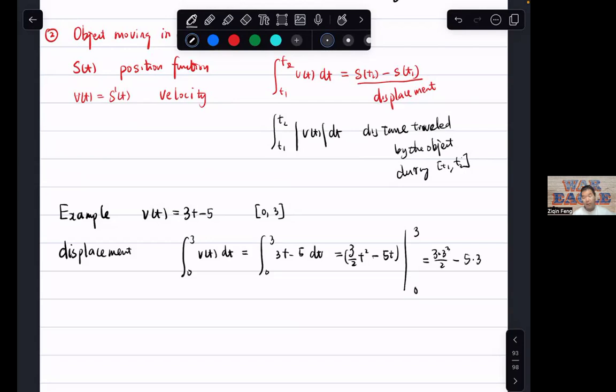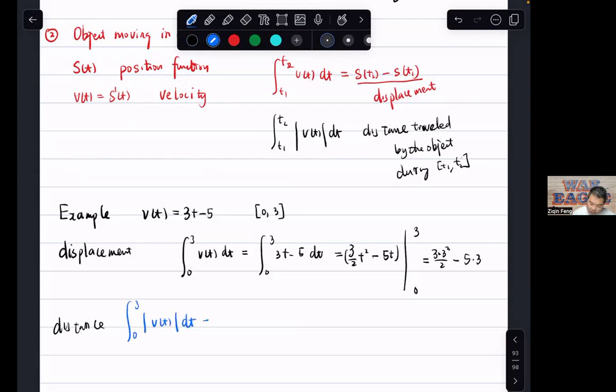Right? So that's basically the displacement traveled by the particle during the time interval from 0 to 3, right? So let's try to calculate distance as an interesting integral, right? Distance by our discussion basically is integration from 0 to 3, the absolute value of v of t dt, right?